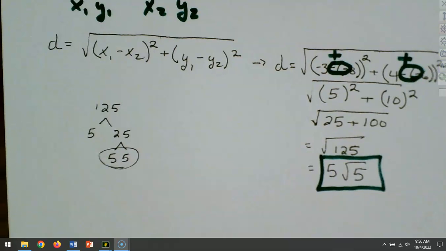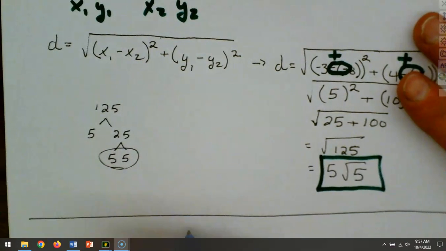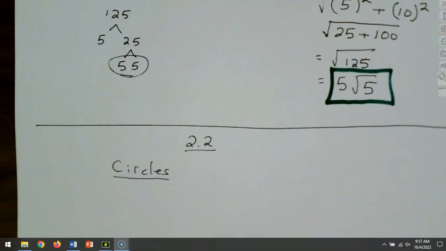So I think we now have finished all of 2.1, and we'll spend the rest of the class period on 2-2. And 2-2 is new to a lot of you. 2-2 is circles. So we're going to look at circles.